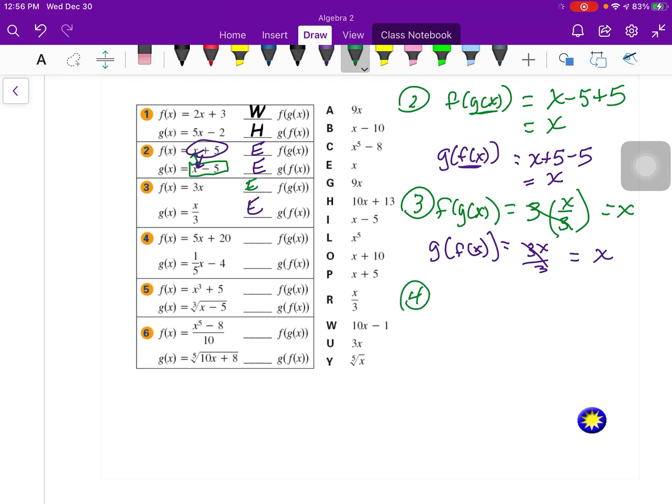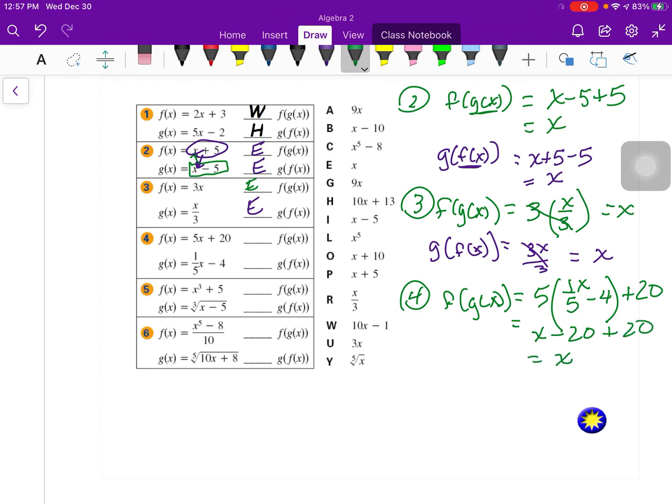Okay, let's do number 4. F of g of x. So it reads 5. In place of x, I put my g function, 1/5 x minus 4, plus 20. 1/5 of 5 is 1x. 5 times negative 4 is negative 20. Then plus 20. And that gives me my x.